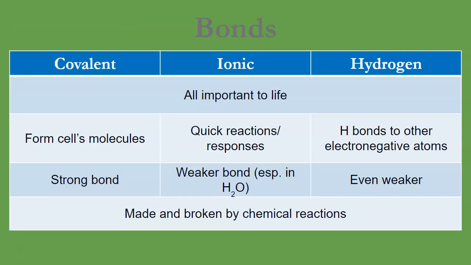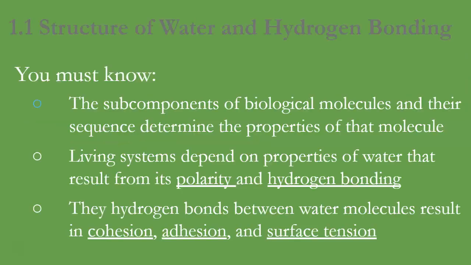Here's just kind of a breakdown of what that looks like. So covalent is a super strong bond. Ionic is slightly weaker, but it helps to form quick reactions. And hydrogen is what gives a lot of water its properties, but it's super weak. And either way, all of these can be made or broken in different types of chemical reactions. All right. Long review, but here we go.